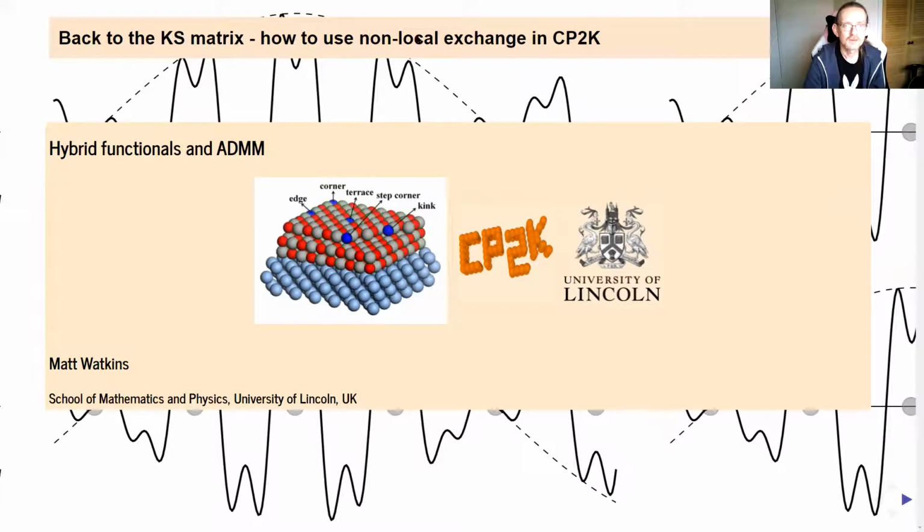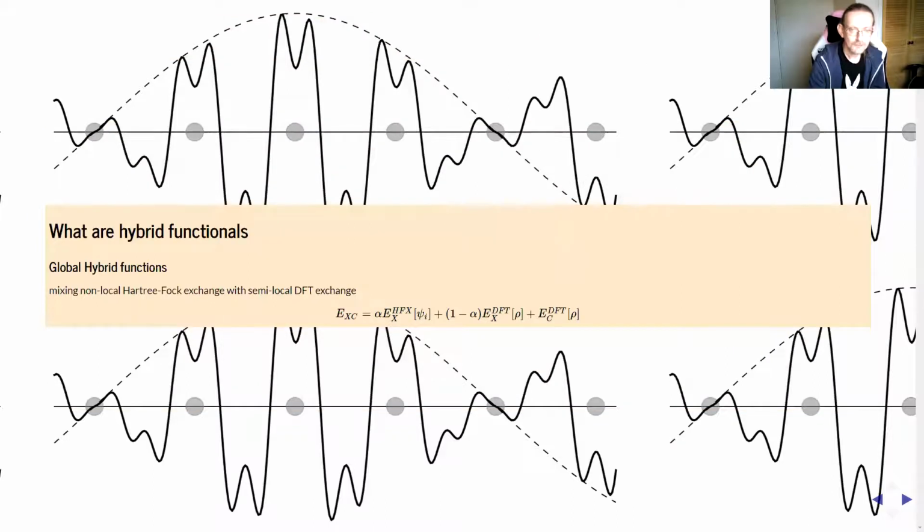But it's just a mention of the non-local exchange in CP2K, so how to do hybrid functionals. So there are so-called global hybrids, where instead of the full exchange interaction coming from the DFT, it's replaced by a fraction of Hartree-Fock exchange from the sort of Hartree-Fock level theory.